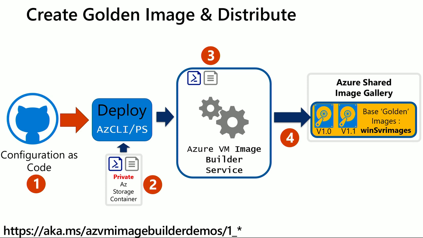to that private container. We'll give Image Builder the configuration, and then when it finishes, I want it to distribute to an Azure Shared Image Gallery image definition. In this case, I want to send it to the Win Server images. So let's jump back to the laptop.